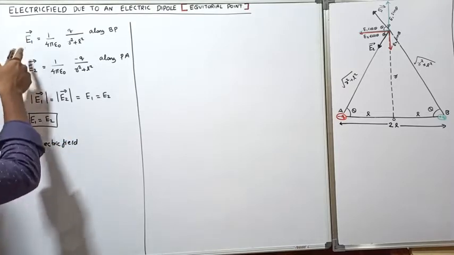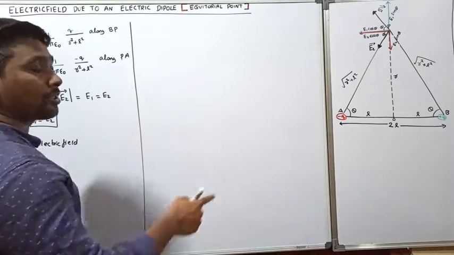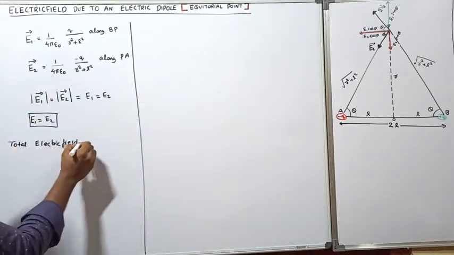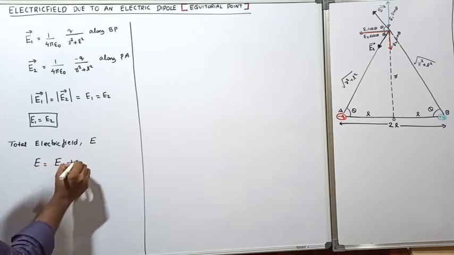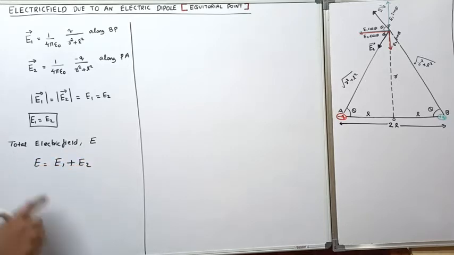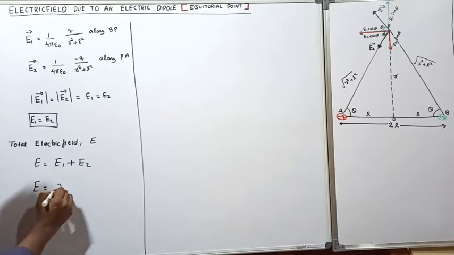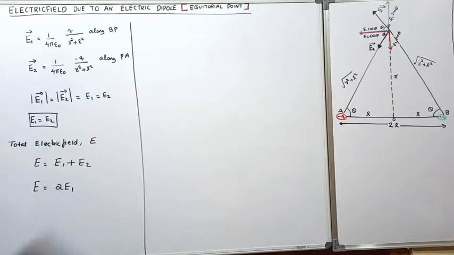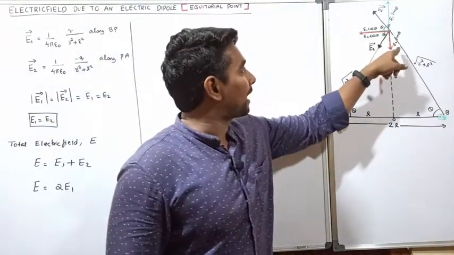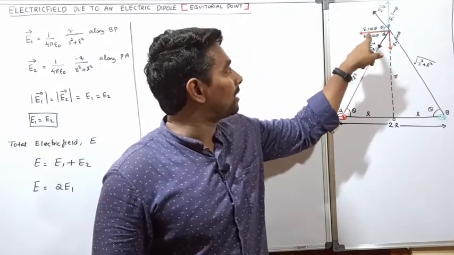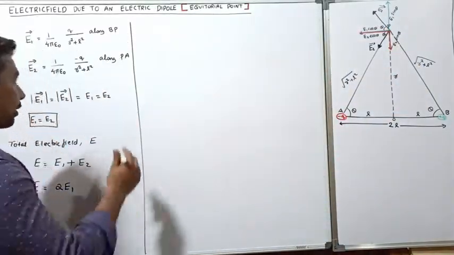To find the total electric field, what we have to do? We have already found the electric field due to plus Q charge and minus Q charge. To find the total electric field, that is E, we have to sum E1 plus E2. And we already know that E1 is equal to E2. That means E is equal to what? We can write it as 2E1 or 2E2. We already found the components also. From the components, we found that these two components cancel and the only components remaining are E1 cos theta and E2 cos theta.